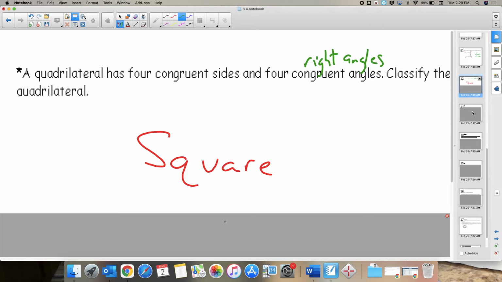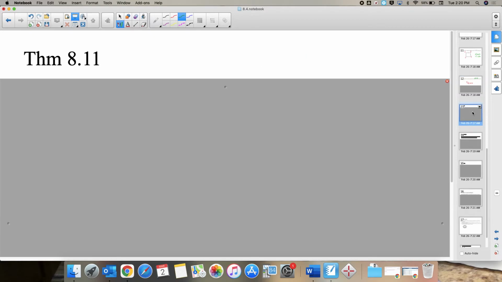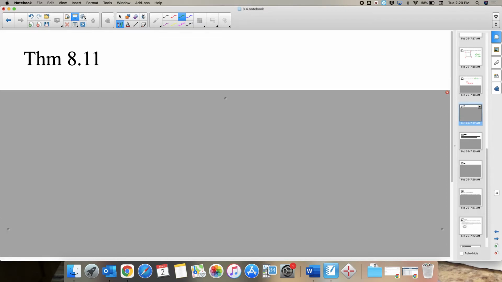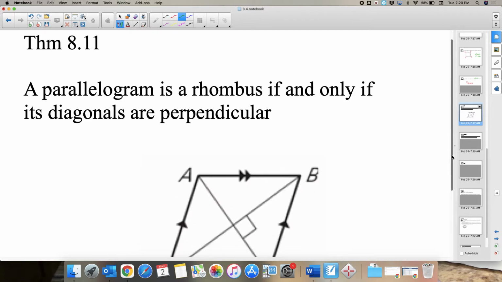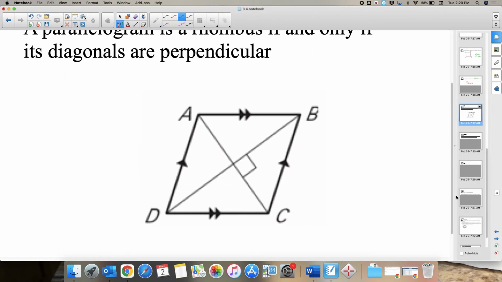Now, a couple quick ideas about these shapes. Some other ideas we need to go over. The first one here says a parallelogram is a rhombus if and only if the diagonals are perpendicular. So another thing to know about your rhombus is these diagonals are going to intersect to form right angles. So those diagonals are perpendicular.